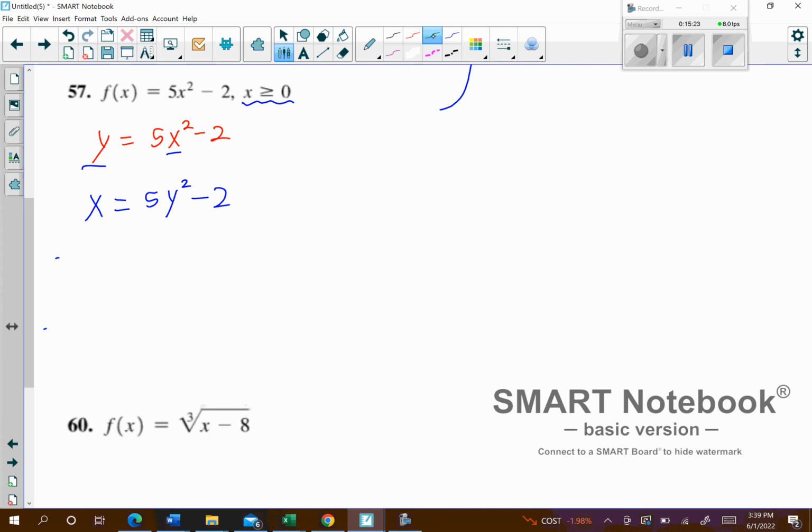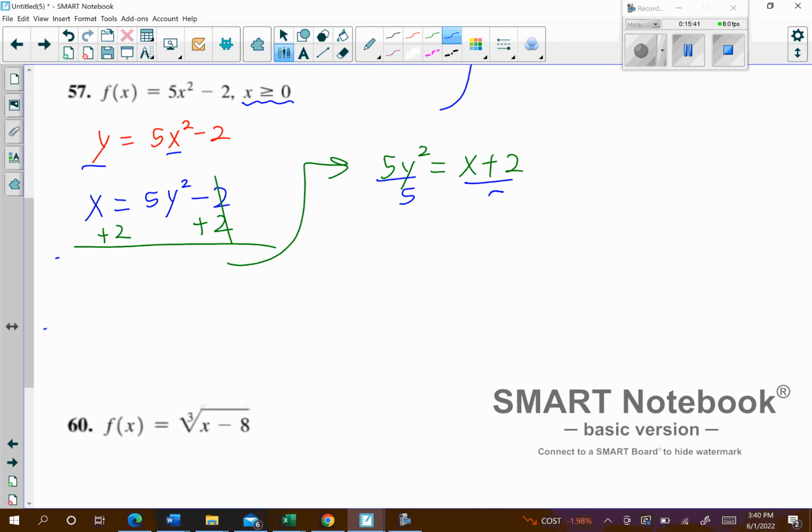we are going to add 2 to both sides. That'll cancel out. And I'm going to bring this over here. I'm going to put my 5y squared here, and then I'm going to have an x plus 2 on the other side. Then we are going to divide by 5 on both sides. So now we have y squared equals (x plus 2) divided by 5.